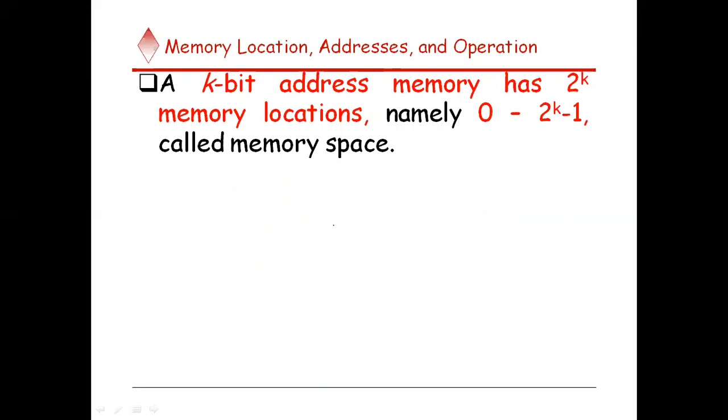Next point is, if the address is represented by using k bits, a total of 2 raised to k memory locations will be there. So the memory locations will be named from 0 to 2 raised to k minus 1. What it means is, if only one bit is used for representing an address, how many memory locations are possible? One is 1 and the second one is 0. So these two locations are possible. Two memory locations are possible.